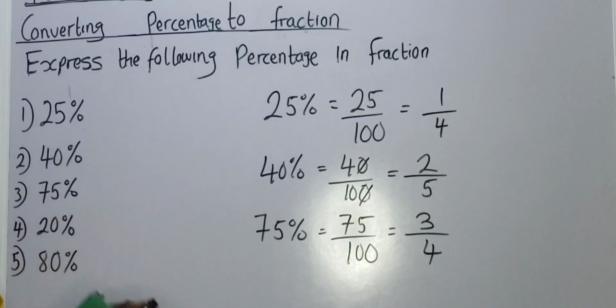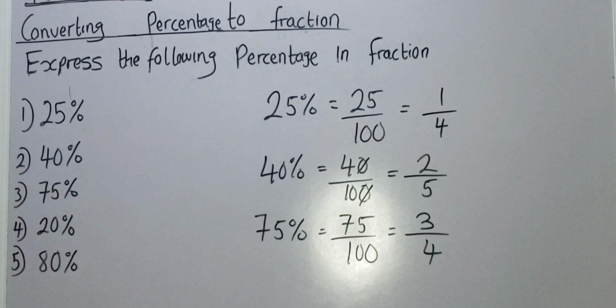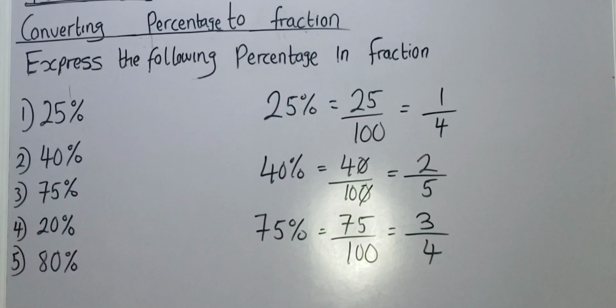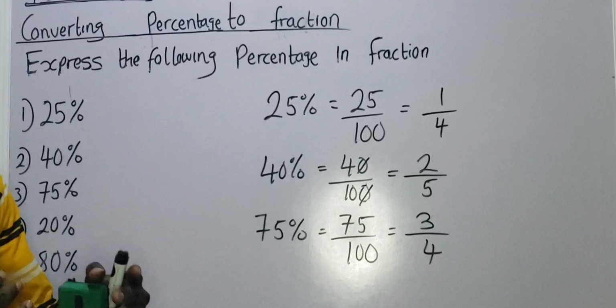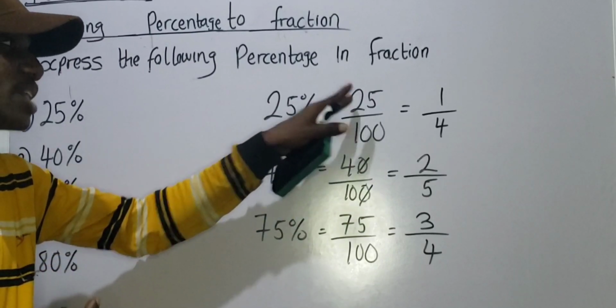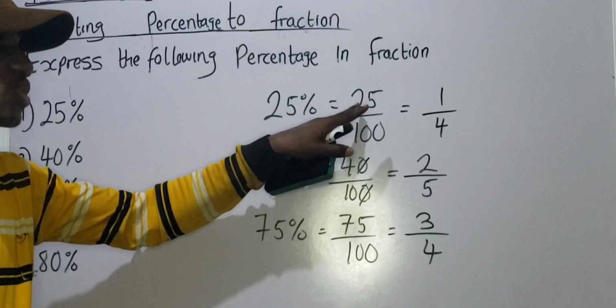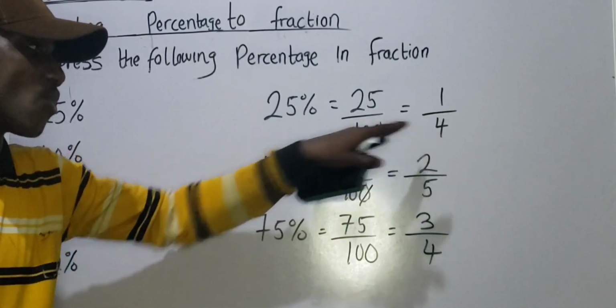You see, all you need to do when you are expressing a percentage as a fraction is to divide that percentage by 100. Do you understand? Now, when you get to this point, just look for a number that can divide both the numerator and the denominator. You understand? So I check, I realize that 25 can go in both 25 and 100. So I got 1 over 4.